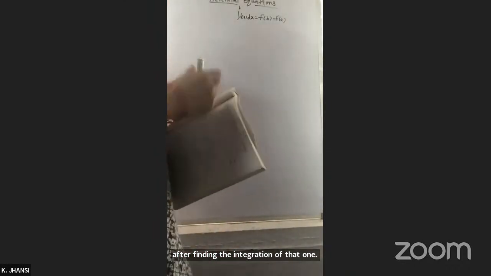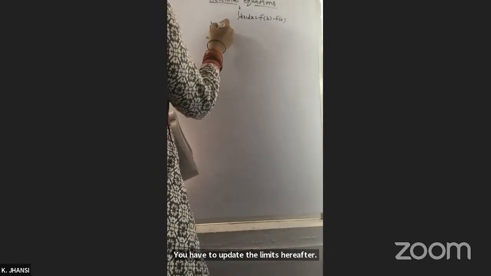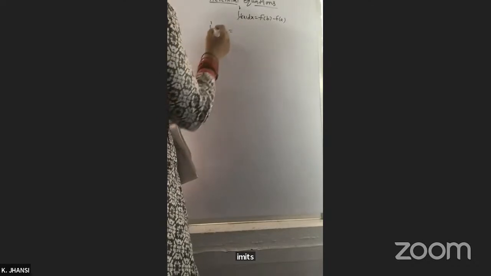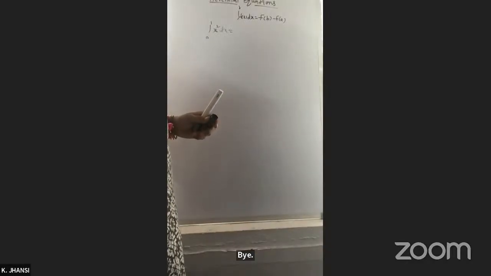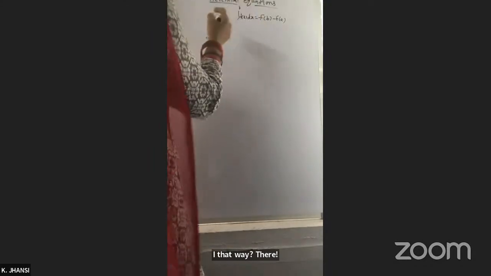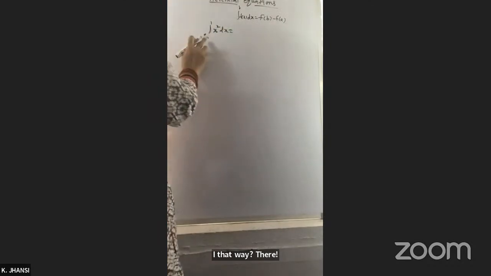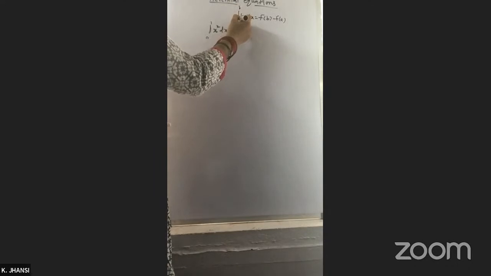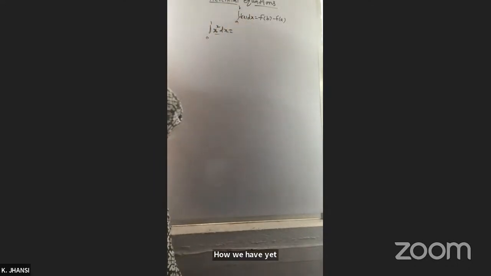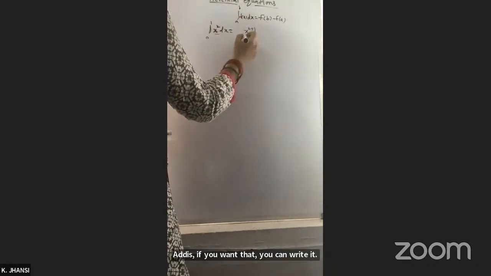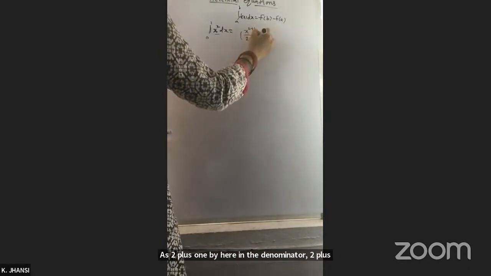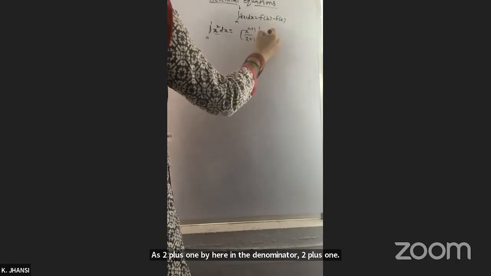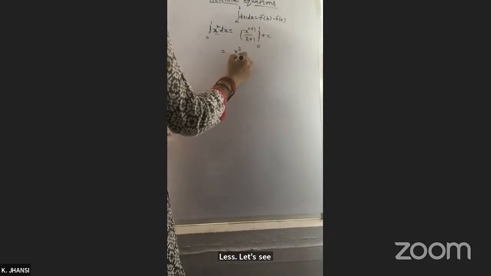For example, the integral from 0 to 1 of x square dx. This is called the lower limit, and this is called the upper limit, as in the integral from a to b of f of x dx. First you do the integration of x square. X square integrates to x cube by 3. If you want, you can write it as x to the power 2 plus 1 over 2 plus 1, with the limits 0 to 1, plus c. So here we get x cube by 3 plus c.